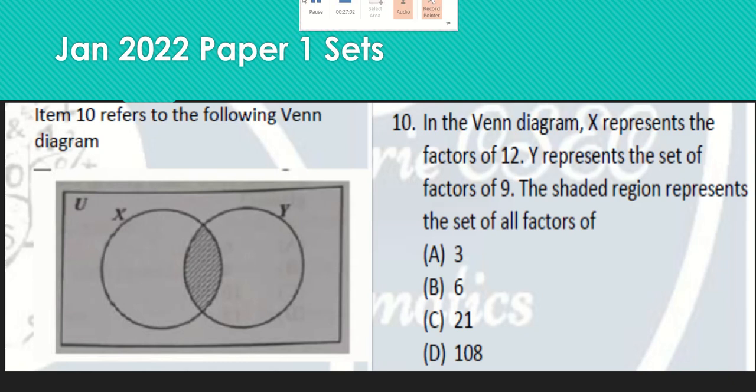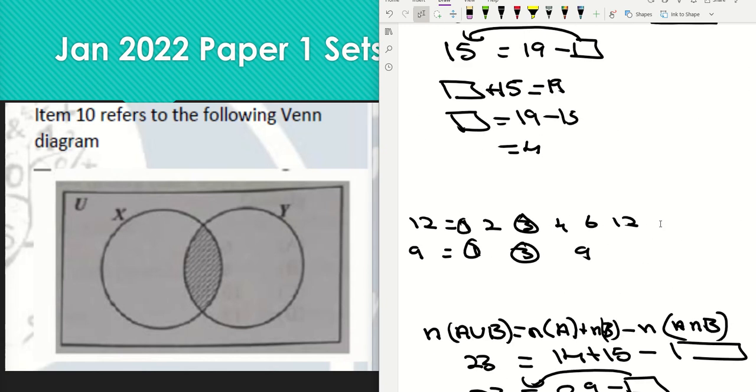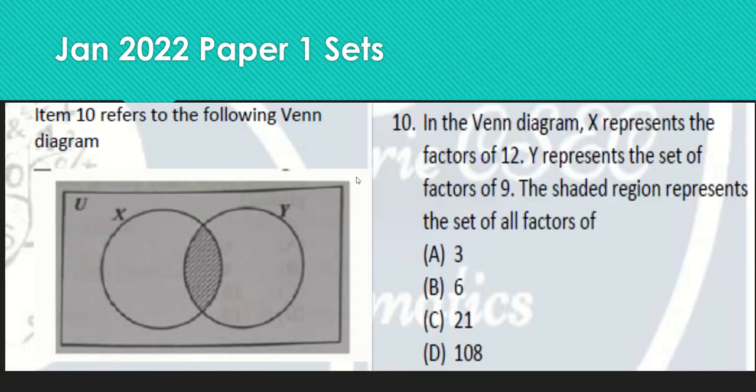Alright. So we read number 10. Item 10 refers to the following Venn diagram. In the Venn diagram, X represents the factors of 12. Y represents the factors of 9. The shaded region represents the set of factors of... We wrote our factors of 12 and we wrote our factors of 9. They have 1 and 3 in common. The answer 1 is not there. So the answer is A, your set of factors of 3.